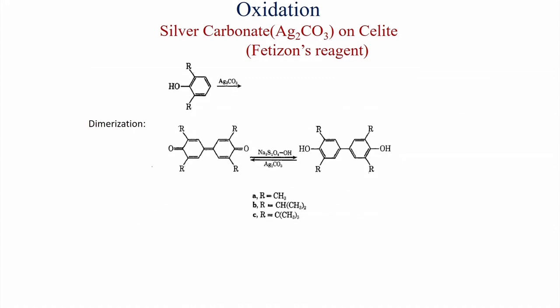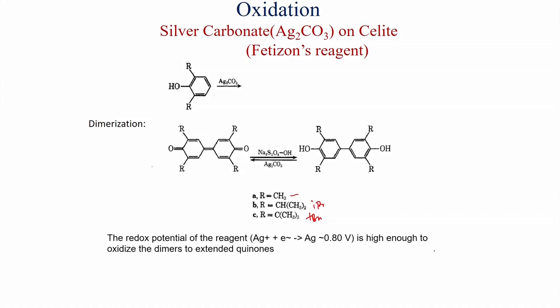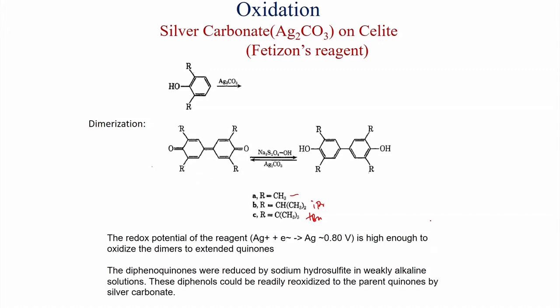Also Fetizon's reagent has been used for dimerization reactions of phenol derivatives. Here a 2,6-disubstituted phenol, where R is CH3, isopropyl or tertiary butyl. When the 2,6-disubstituted phenol is treated with silver carbonate, this quinone compound is formed. Generally first the quinol will form, which is also oxidized with silver carbonate to get this quinone. Here the redox potential of the reagent, Ag+ plus electron to Ag, is 0.80 volt, which is high enough to oxidize the dimer to extended quinones.